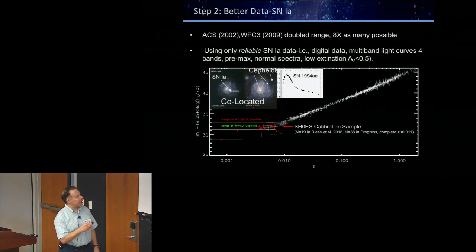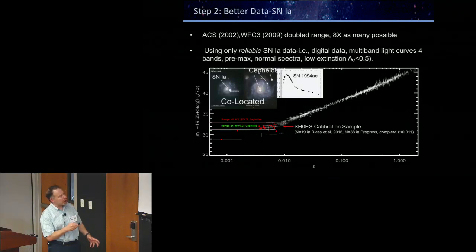This doubled the range to about 40 megaparsecs that you could observe Cepheids. If you double the range, you increase the volume by a factor of 8, and that means there's a good one about every year or so. And so we've been able to reach out further now. We've calibrated 19 this way, and we're just in the process of finishing up 38. And that will be a complete sample at 0.011 in redshift, and that's just a very large sample.